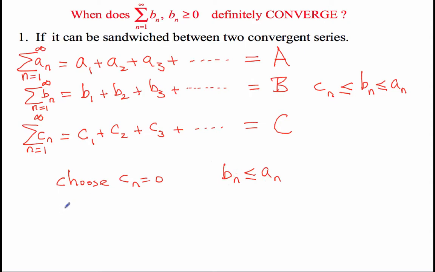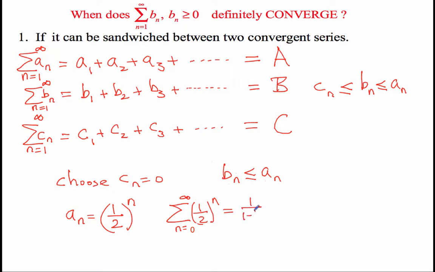Let's take an example of this. So let me choose An to be 1 over 2 to the power n. Now we certainly know that the series 1 over 2 to the n will converge because this is the geometric series. So if we start from 0 up till infinity, this over here will converge and it'll give 1 over 1 minus a half, which is 2.